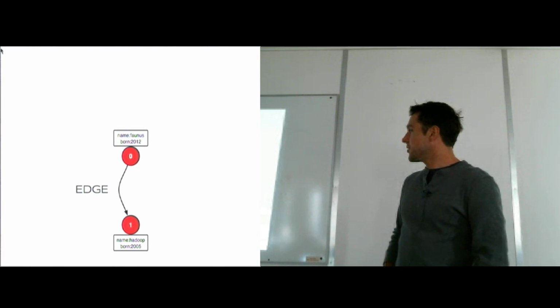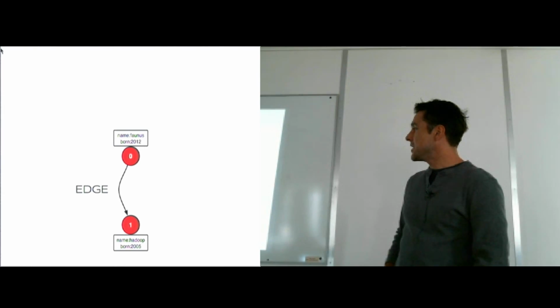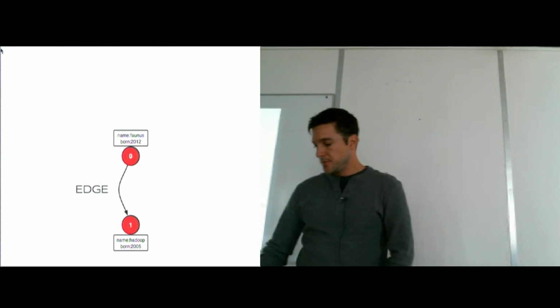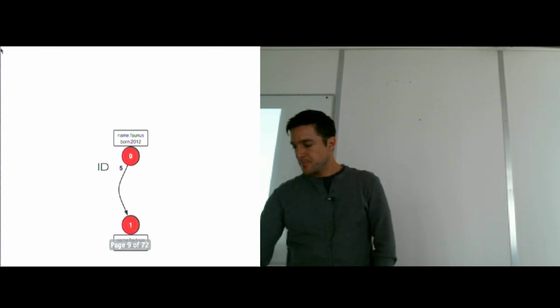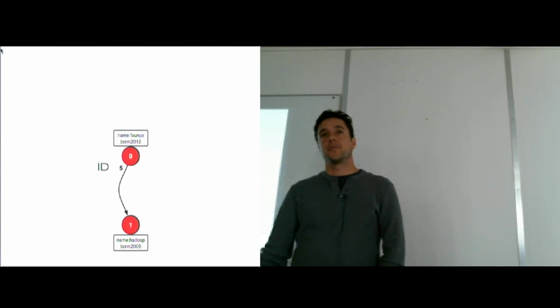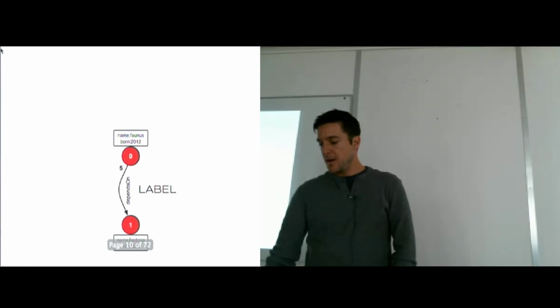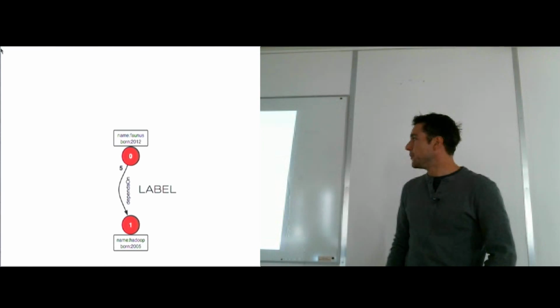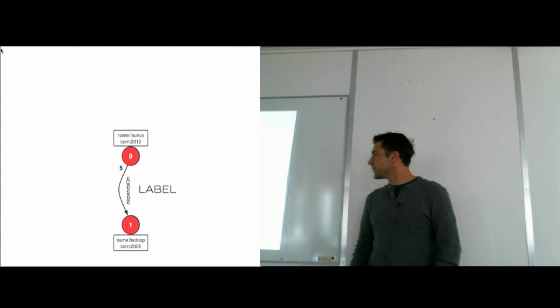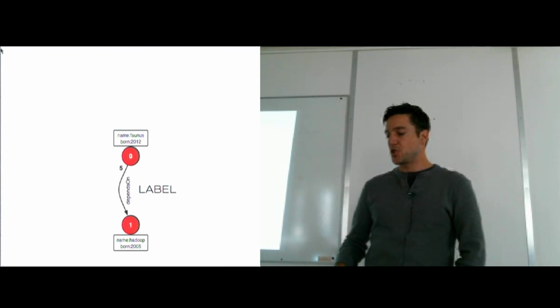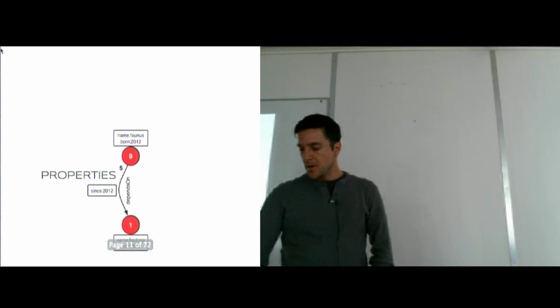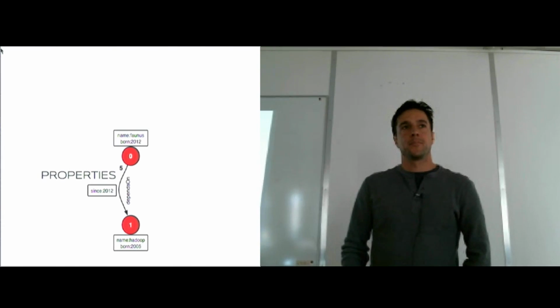An edge connects two vertices, and this other vertex has a vertex ID of 1 as well as key value pairs as properties. An edge can also have an ID. An edge can have a label. For example, Faunus depends on Hadoop. These are edge labels, multi-relational graphs. And an edge can have properties as well.